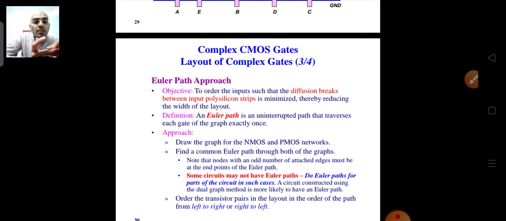Whatever path you are following should not traverse the transistors more than once. Each of the transistors should be traversed only once. If you follow that path, there should be a common path: the same path which you follow in the pull-down network, you should follow in the pull-up network. If you follow the same path and you get a common path between the pull-up network and the pull-down network, then that common path is called the Euler's graph.